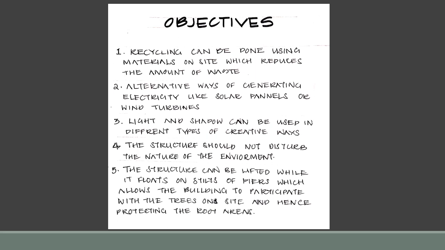The fourth one is that the structure should not be disturbed by nature. And the fifth one is that the structure can be lifted, as it floats on stilts or pillars, which allows the building to participate with the trees on site, and hence it protects the root areas. These are the five objectives which I have chosen from all the studies we had through the semester.